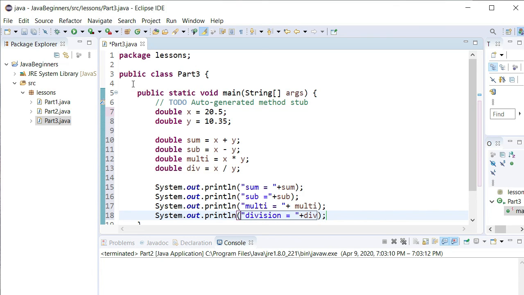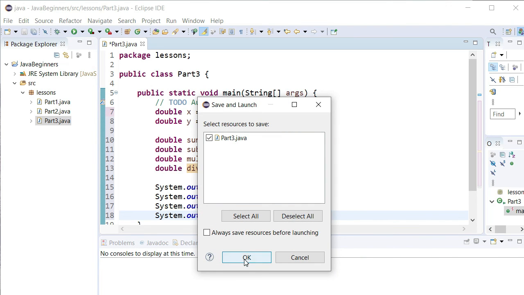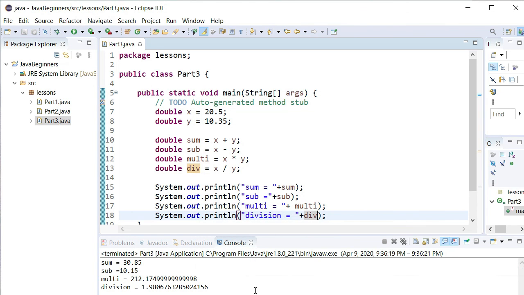So let's run this application. Here you can see the result was given in decimal numbers. Please use the double data type when you are dealing with decimal numbers.